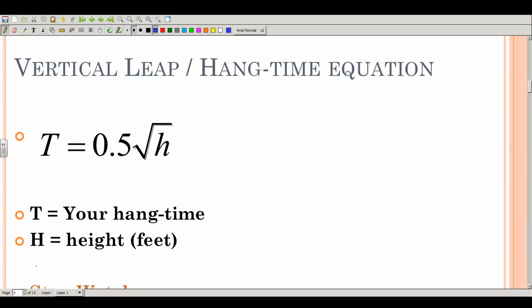All right, so to get into today's lesson, we're solving radical equations. I want to look at a vertical leap or hang time equation, which is a very simple equation written like this: T equals 0.5 times the square root of h. T is your hang time, or if someone were to jump, how long they would be in the air, and h would be how high you actually jumped in feet. So if we knew someone's hang time, how long they were in the air, we should be able to figure out what their vertical is.